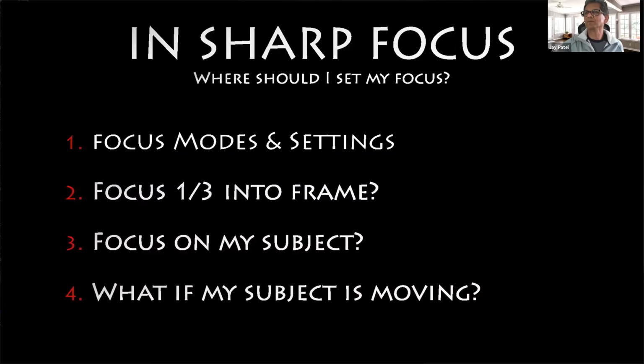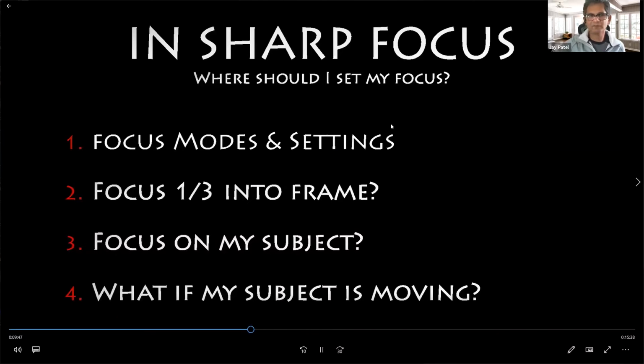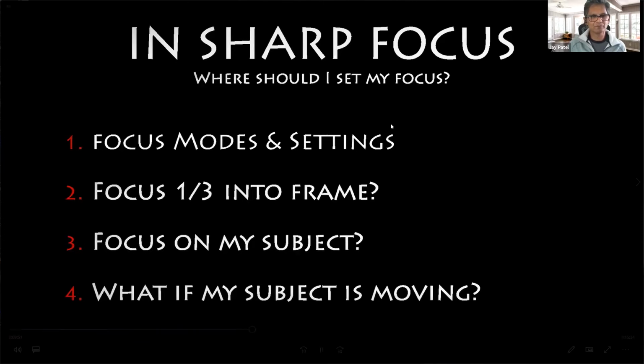So now that you know your focus settings and focus modes available on your camera, you need to figure out where to focus. The rule of thumb says that you should focus a third of the way into the frame. Well, that works in some cases, but oftentimes it doesn't work. The challenge in getting focus right also depends on the environment you're shooting in. What if your subject is moving? How are you going to focus on a moving subject?